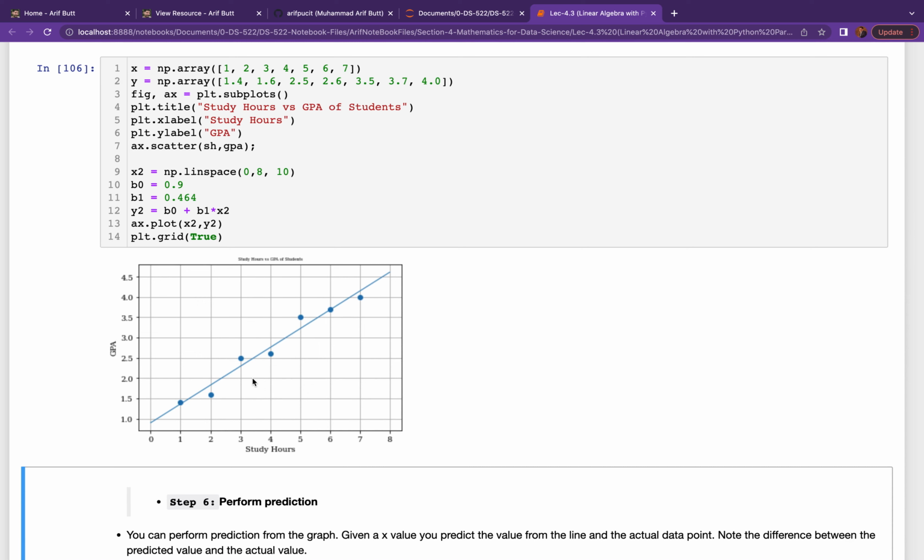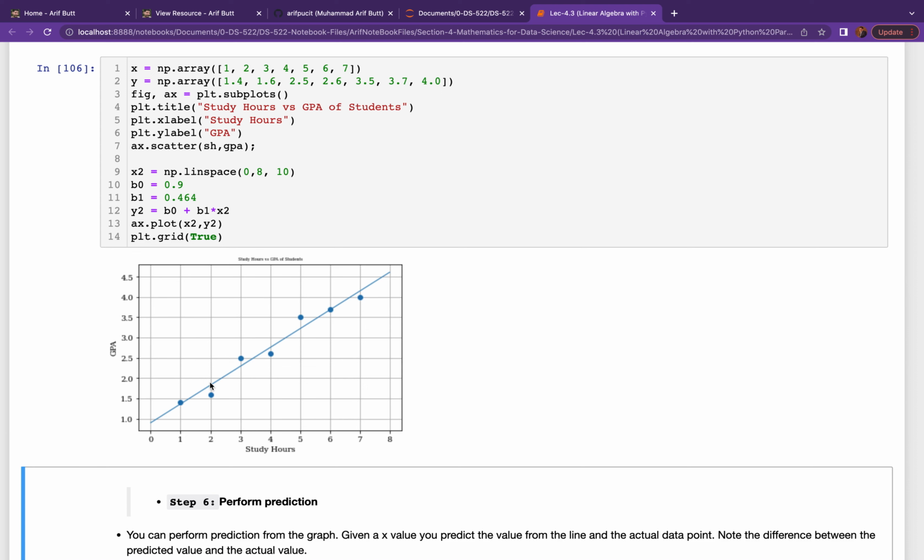That is, you give me any number of hours that a student has studied. For example, let's suppose 2.5 hours, and I can predict his or her GPA. That will be 2.1. Also, do note the difference between the actual data points and the predicted data points. For example, one data point is 2 and 1.6. That is, for study hours equal to 2, the actual GPA is 1.6. But our model or this line gives us a GPA of 1.8. That is an error value or epsilon of 0.2.